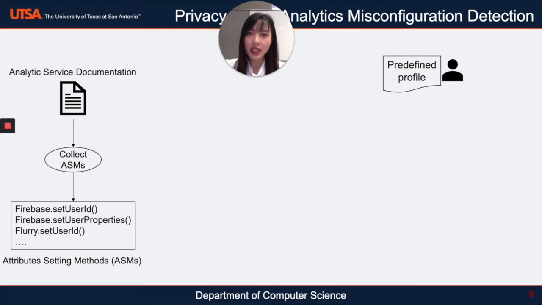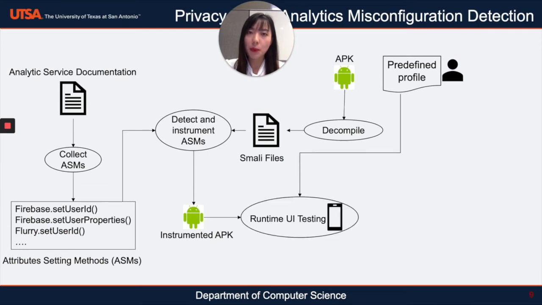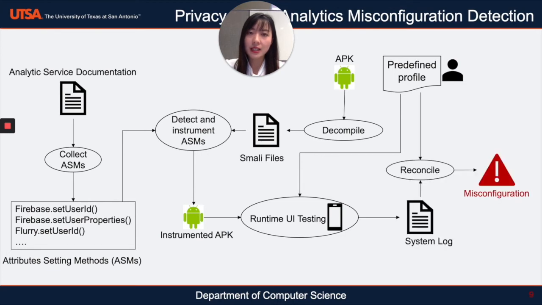And then for each app, we decompile the APK file and instrument the ASMs within the app, and then we perform runtime UI testing using the predefined user profile. And then later, in the system log, we're able to detect the misconfiguration by comparing the parameters that are passed into those ASMs with our predefined user profile. Please take a look at the paper if you're interested in the details of the implementation.